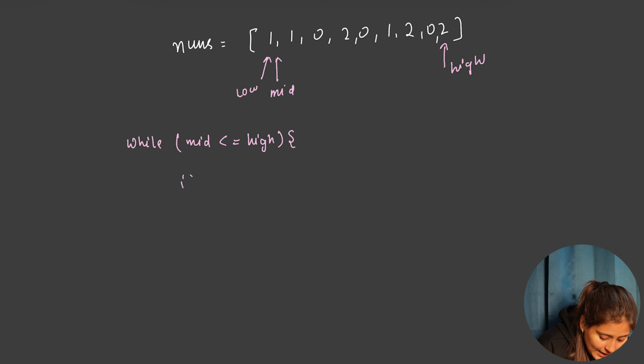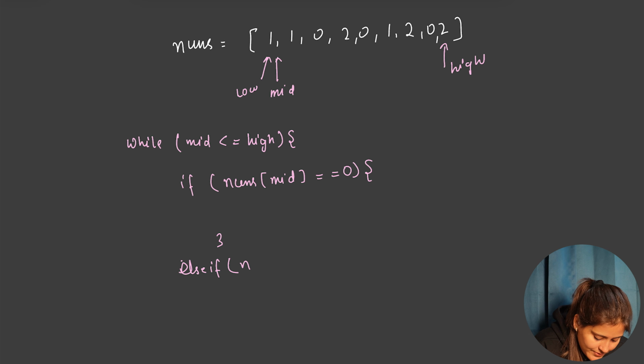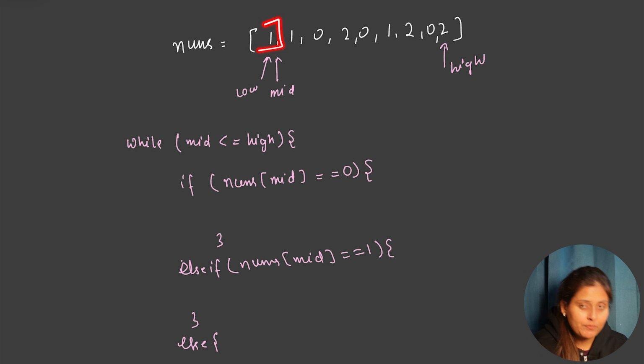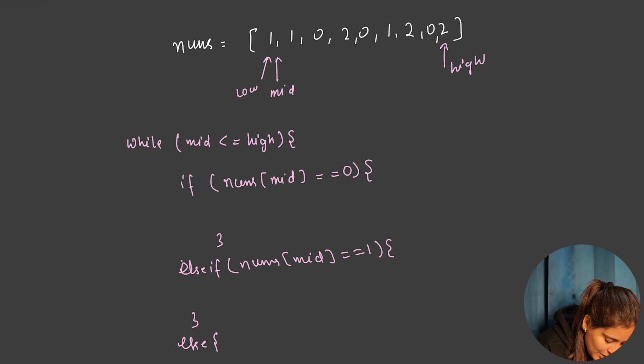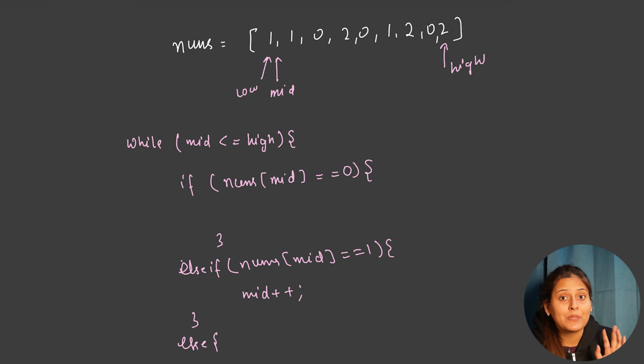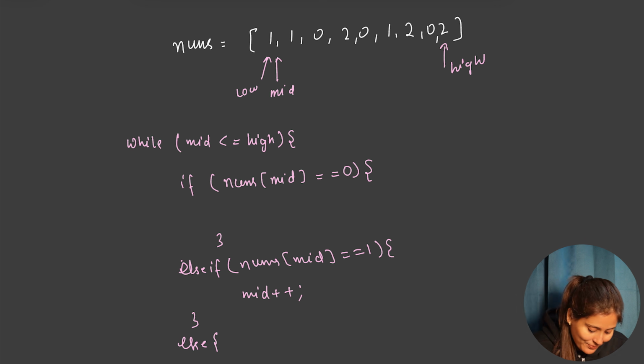So I am saying if nums of mid is equal to 0, we will do something, we'll discuss it later. Else if nums of mid is equal to 1, then we will do something. So initially the mid value is 1, and what we have decided is, if it is 1, mid will say I will keep it with myself and I will move alone. So mid plus plus, simple mid plus plus, correct? Now mid will move ahead.